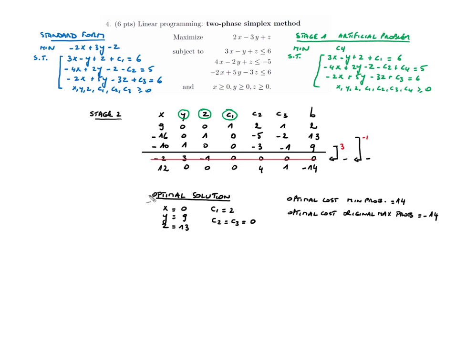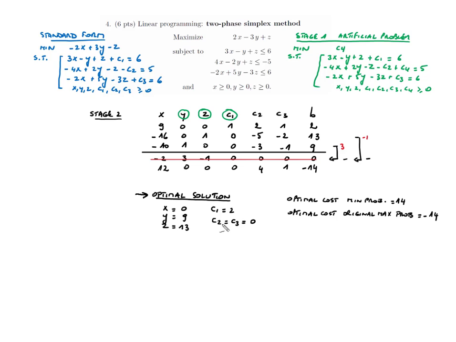They are all positive, so this means that we have arrived at the optimal solution. It turns out that this basic initial feasible solution that we have found using the artificial problem is directly the optimal solution. We can read it again from the tableau. X is non-basic, so it is 0. Y is 9. Z is 13. C1 is 2, and C2 and C3 are set to 0.